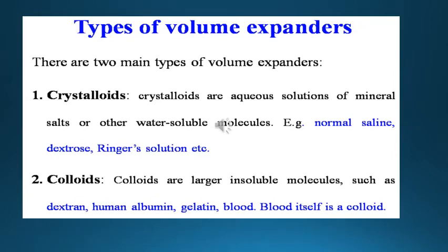So there are two types of expanders. One is crystalloids. They are the aqueous solution of mineral salts or water-soluble molecules. The examples are the normal saline, dextrose, and the Ringer solution. The second type is colloids. They are larger insoluble molecules. Examples are dextran, albumin, gelatin.